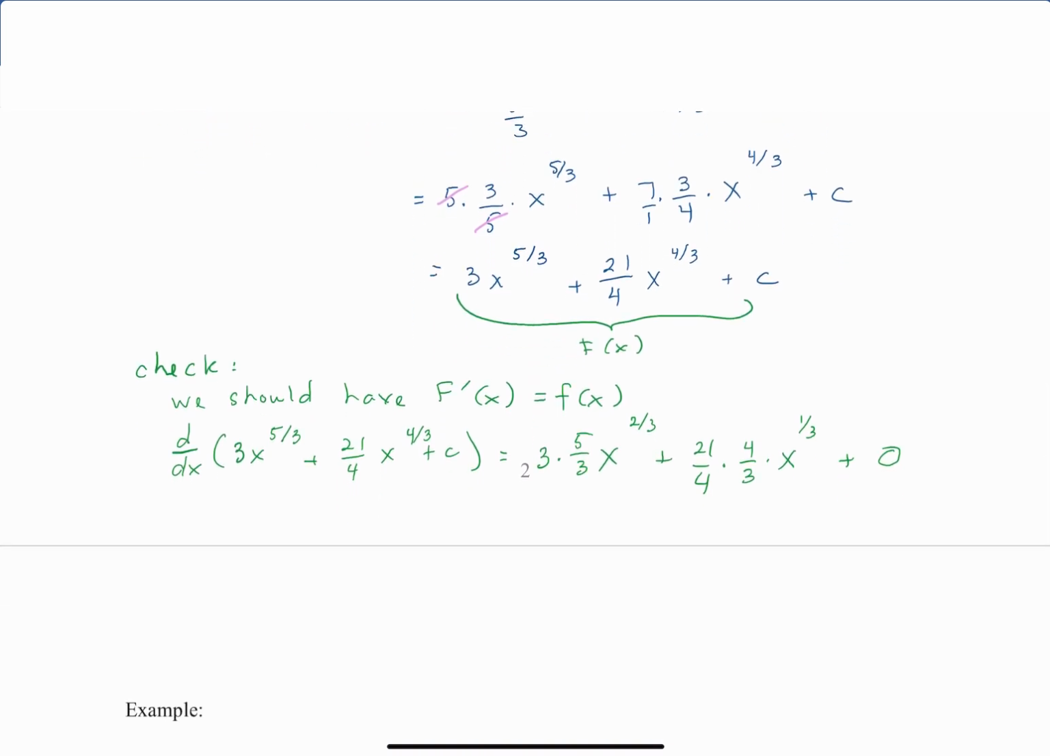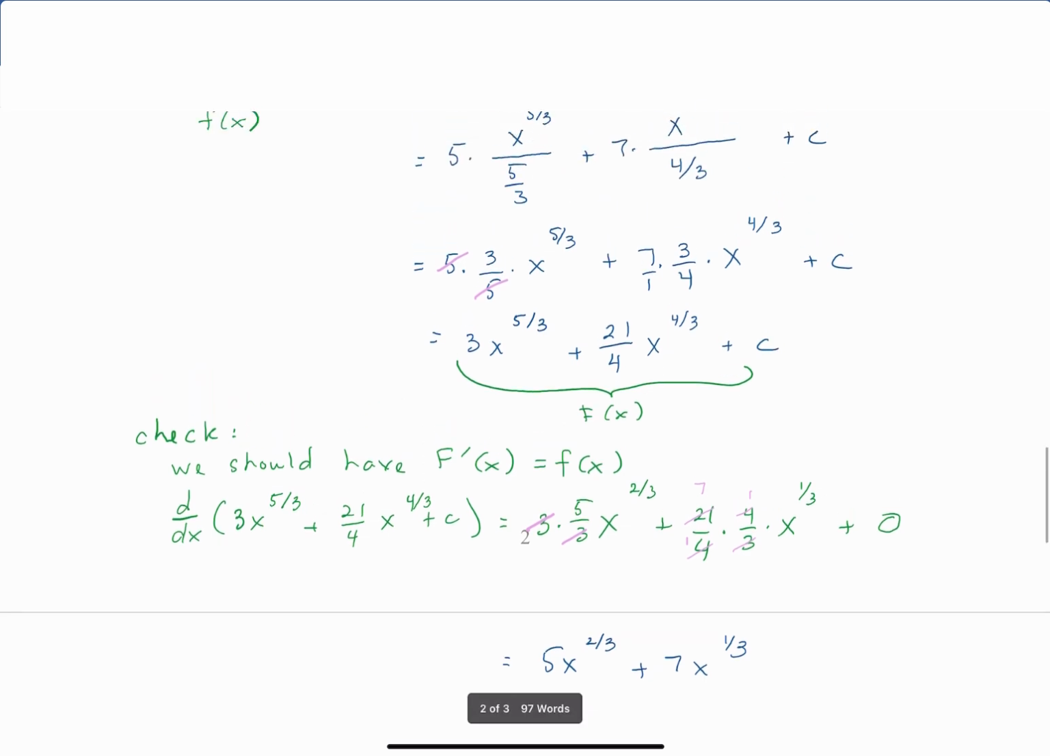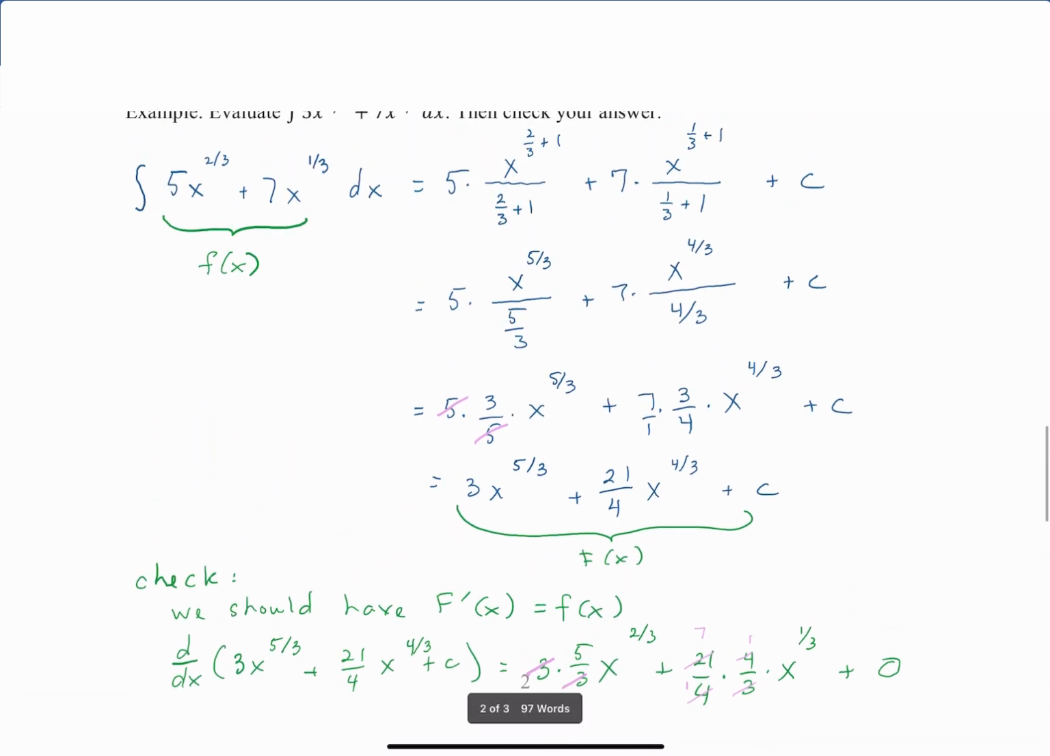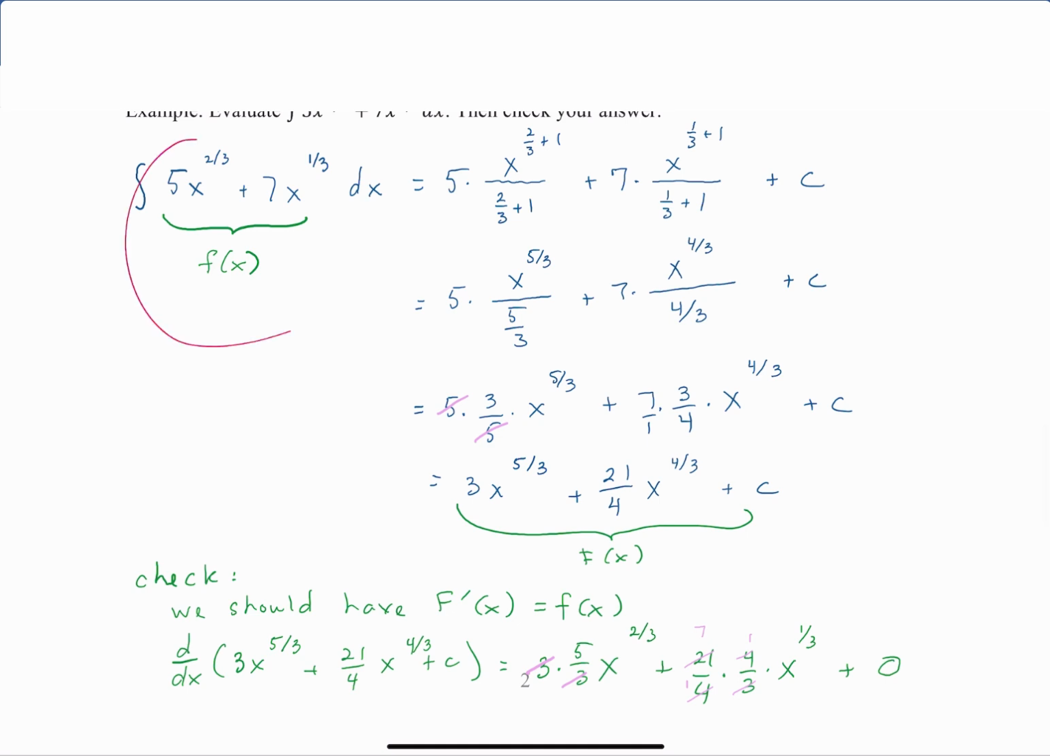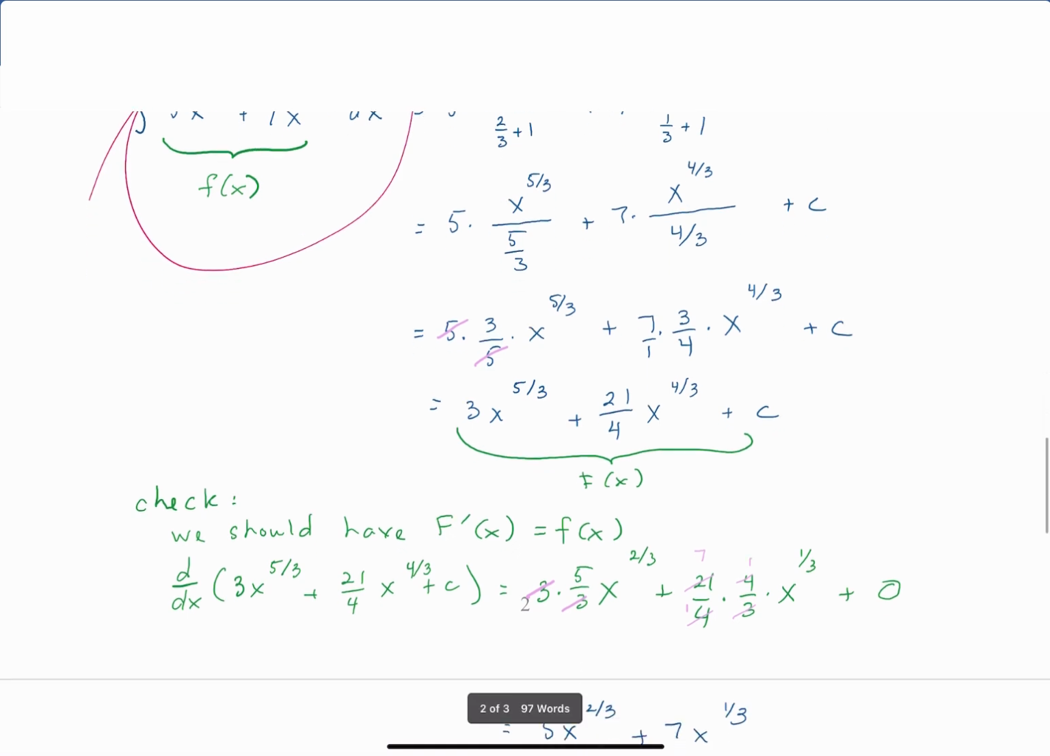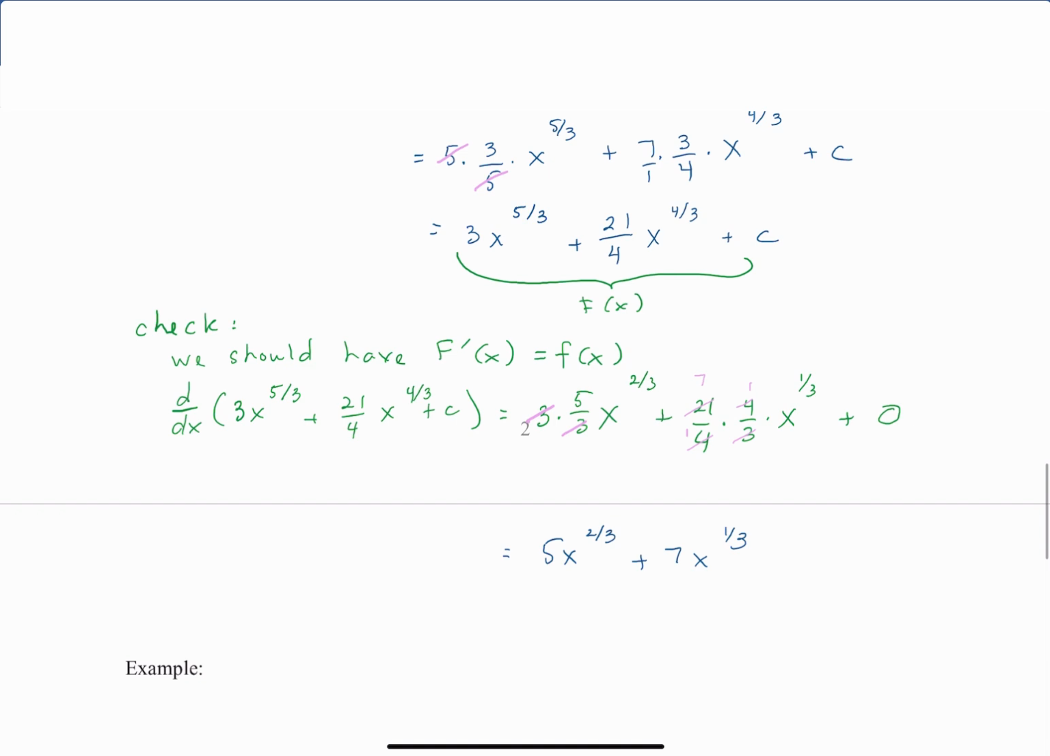And let's see, doing some cleanup here, the 3's cancel. In the second term, the 21 cancels with the 3 to give a 7, and the 4's cancel. So I have 5x to the 2/3 plus 7x to the 1/3. Is that the function I started out with? Yes, 5x to the 2/3 plus 7x to the 1/3. So that tells me that my antiderivative answer was correct.